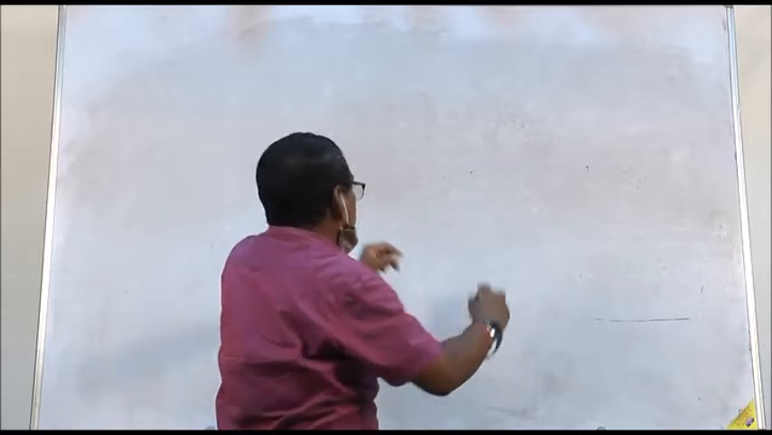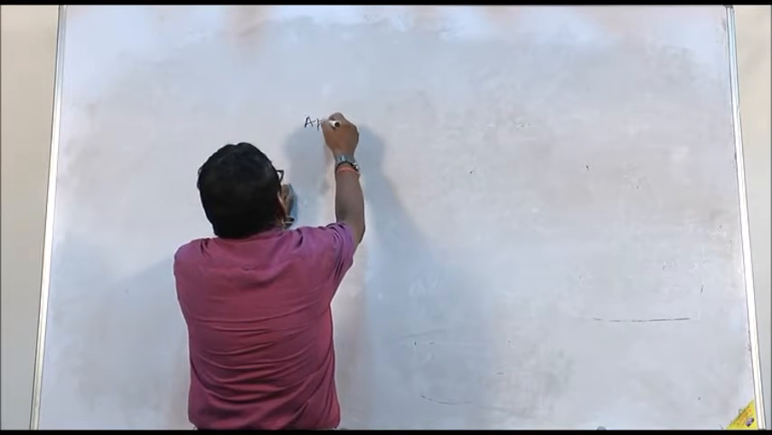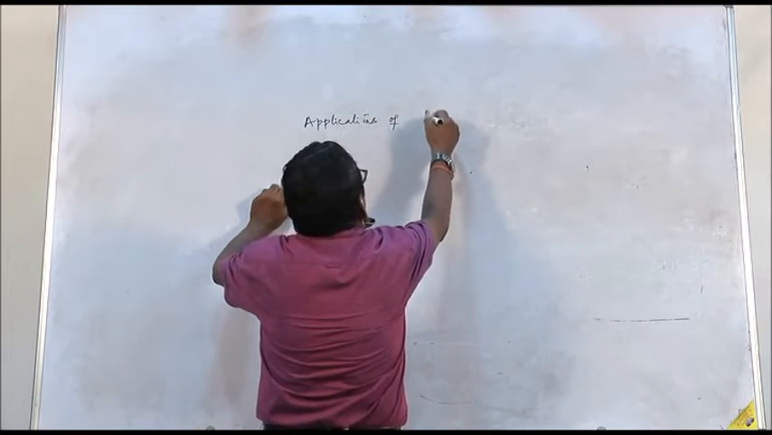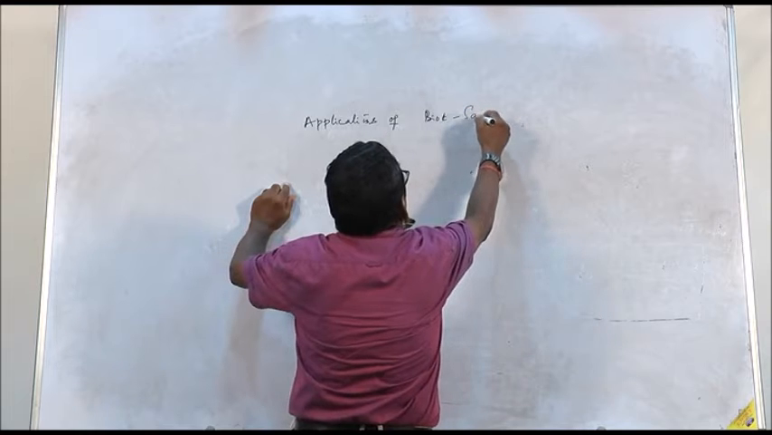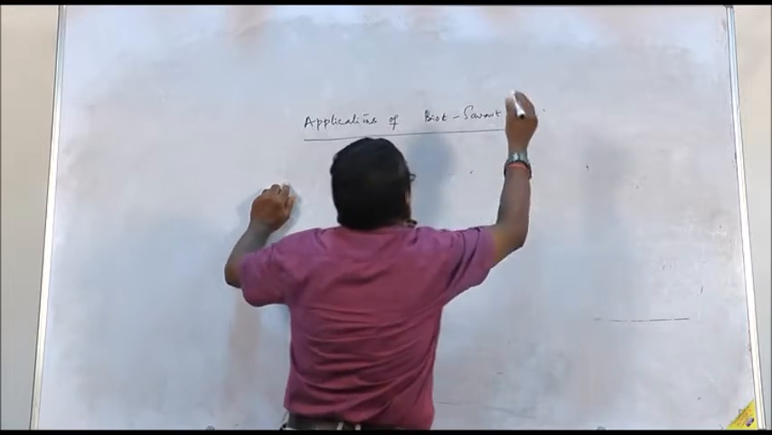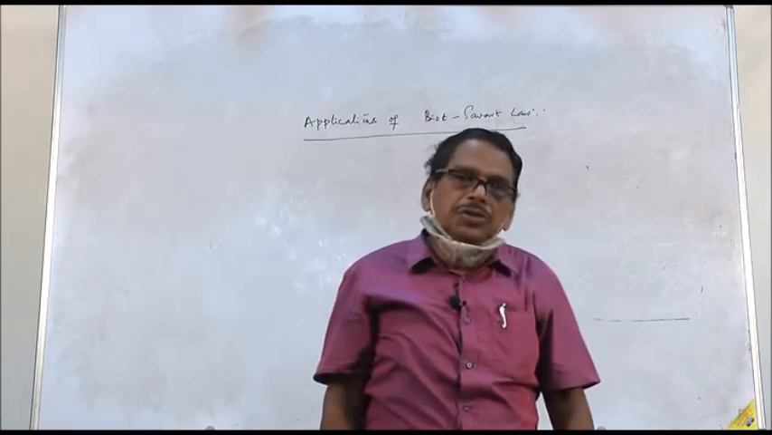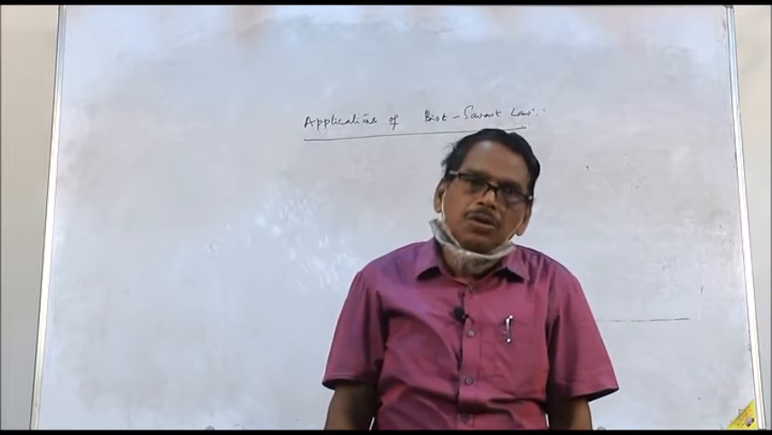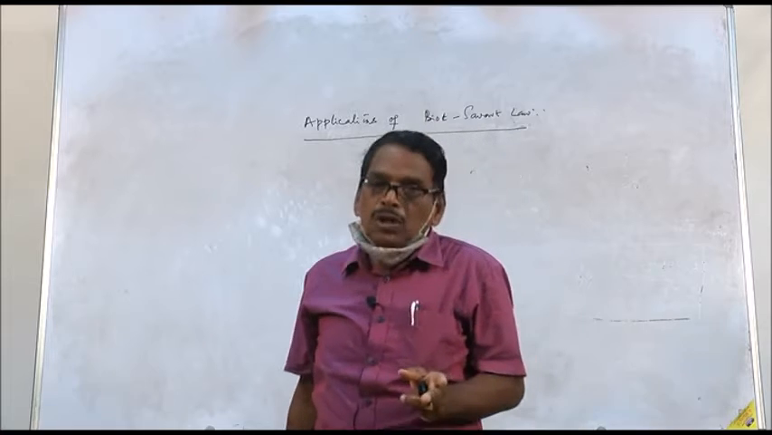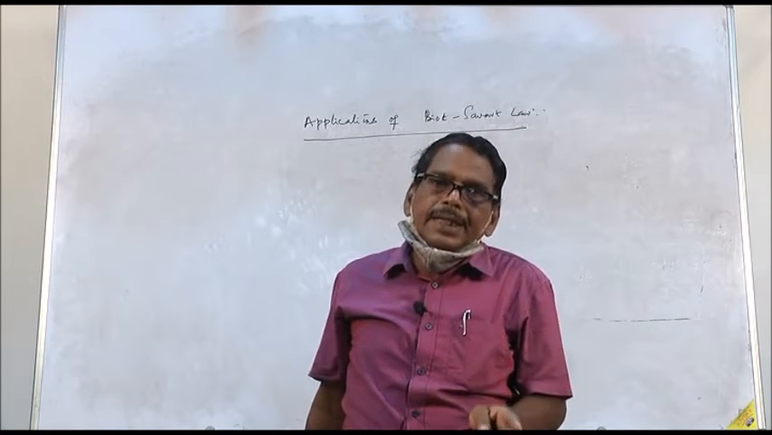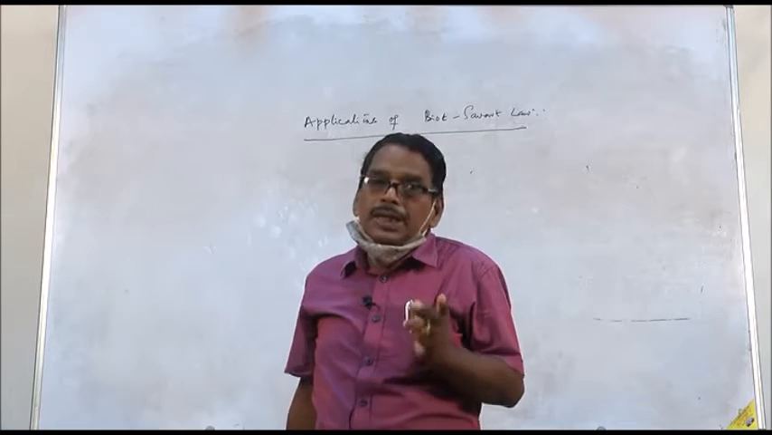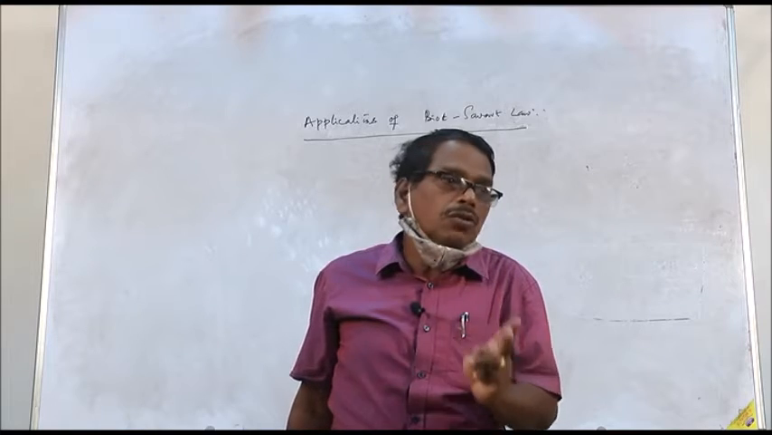Now, we will go to applications of Biot-Savart law. There are three applications in your syllabus. First application is flux density due to a circular coil carrying current at its center. Second, flux density due to a straight conductor carrying current. Third, flux density at a point on the axis of a circular coil carrying current.